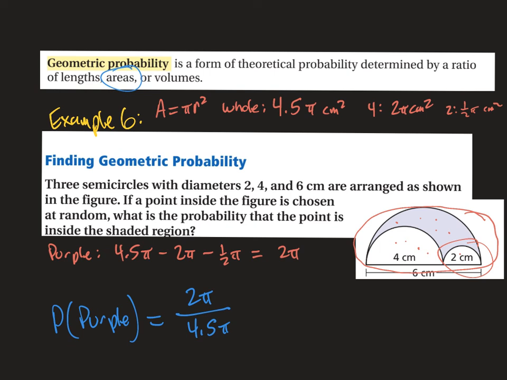Now, there's some math we can do here to make this answer a little less crazy. I'm going to cancel these pi's. And since I have 4.5 in the bottom, we usually don't like to write our fractions with decimals in them. So to get rid of it, I'm just going to double both numbers. And when I do that, I end up with 4 on top and 9 on bottom. And so the probability that I'm going to land in that purple area is 4/9.